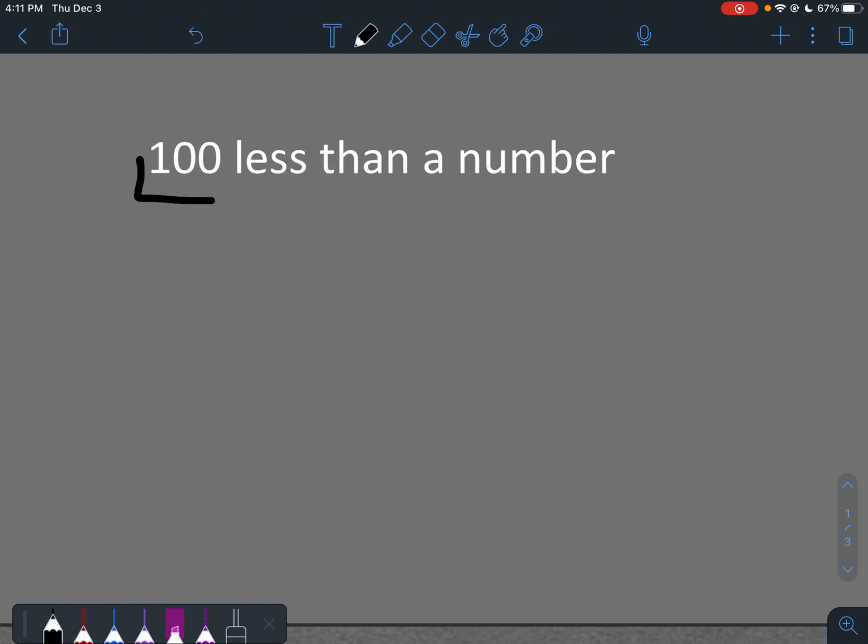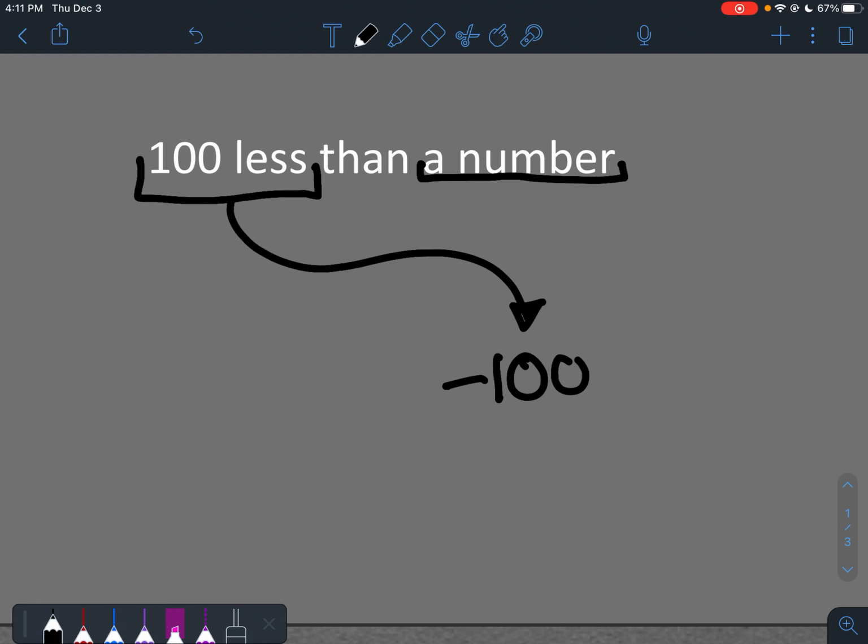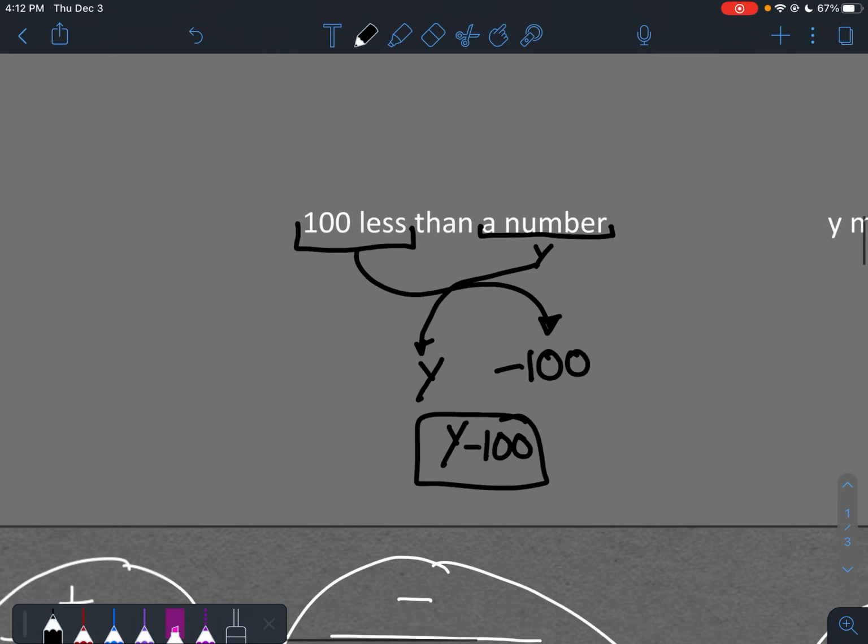100, ooh, here it goes. 100 less than a number. Ooh, we got a couple things going on here. We got our order, the incredibly important order. 100 less than. I know that I'm going to hack off 100 from this number. Now I get to choose what number I want. I'm going to pick Y. So that Y is going to go here. It's going to be Y minus 100. And that's going to be 100 less than a number.